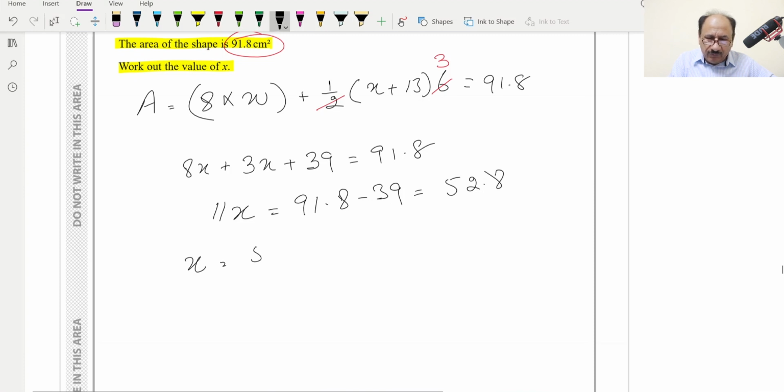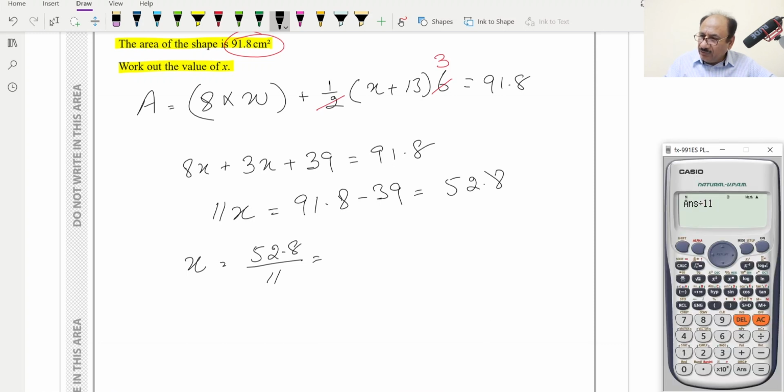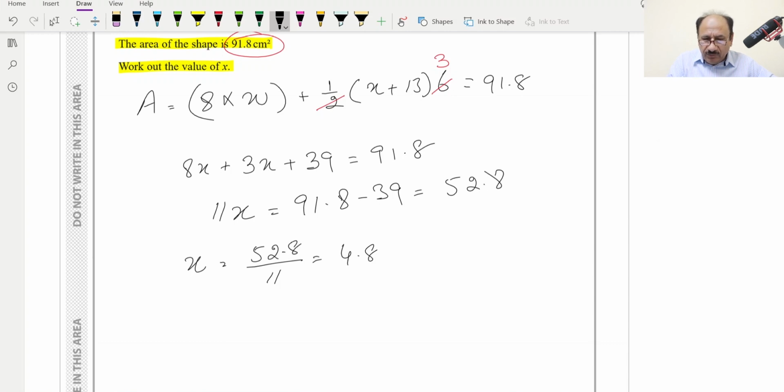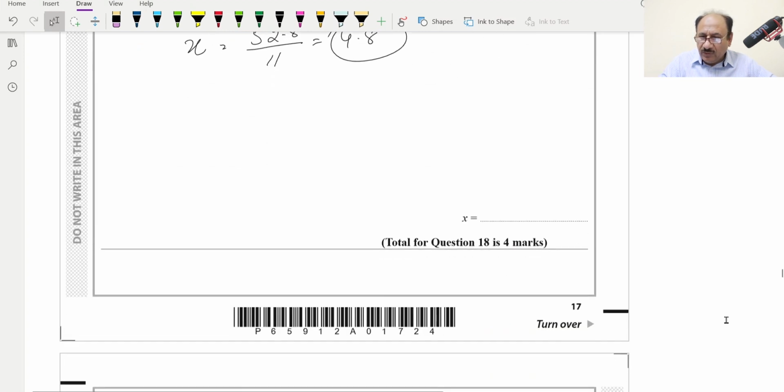Further we can find the value of x. X will be equal to 52.8 divided by 11, which is equal to 4.8. So x value will be 4.8, and we were supposed to find the x value, which is 4.8 centimeters. This is done. Centimeters also you can write over here.